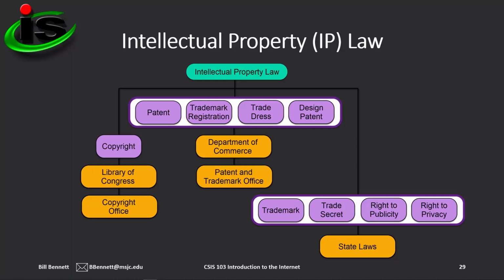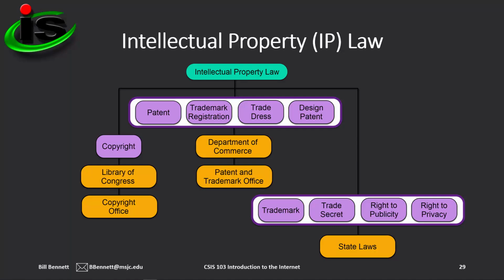This graphic represents intellectual property, or IP law, which are laws that cover things that aren't physical, like real estate or your automobile. So intellectual property would be things like patents, trademark registrations, trade dress, design patents, copyrights, trademarks, trade secrets, right to publicity, and right to privacy.